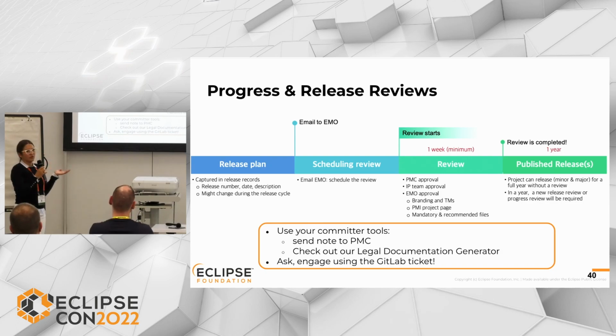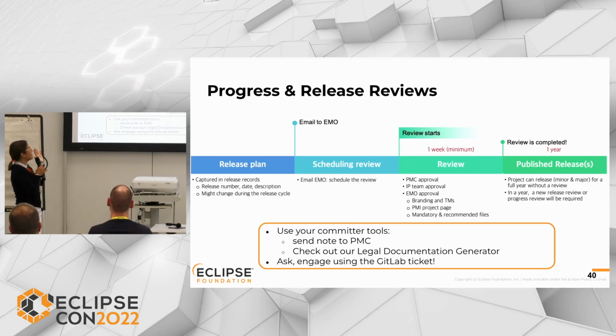Use your committer tools. In the committer tools, there are links to send notes to the PMC. There are links to go to our legal documentation generator, which will provide templates for most of the documents that we are asking you or inviting you to have in your main repositories. It will even provide an automated check in your listed repositories of the things that your project is missing. So it will help you through this process.